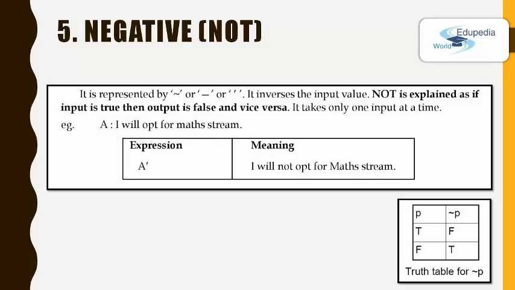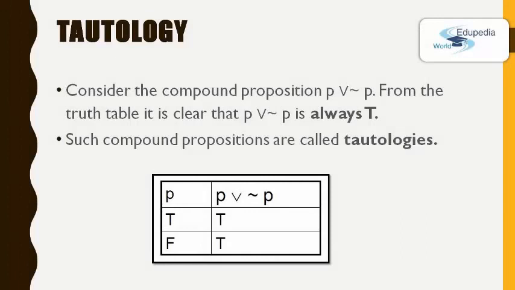For example, if the propositional variable A says I will opt for math stream, then the expression A negative means I will not opt for math stream. So this is the typical NOT operation. The truth table is also the same. Now those are the 5 important operators in propositional logic.